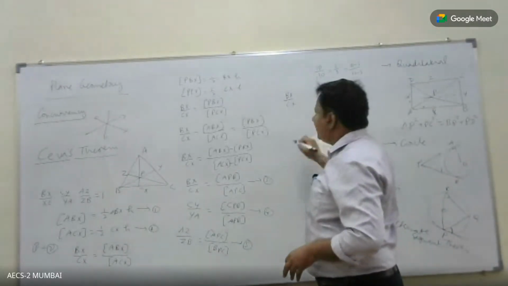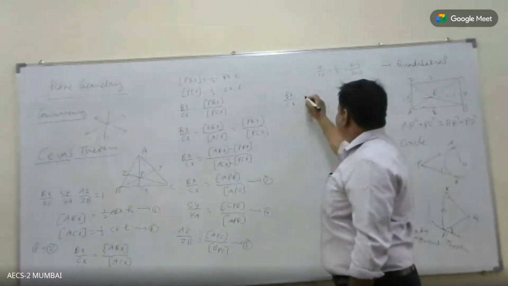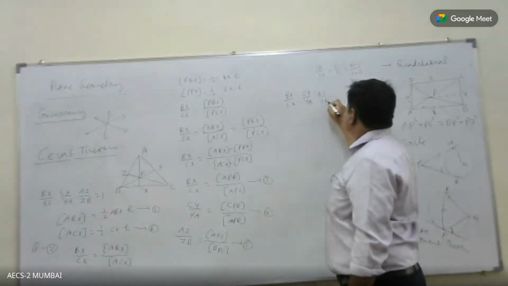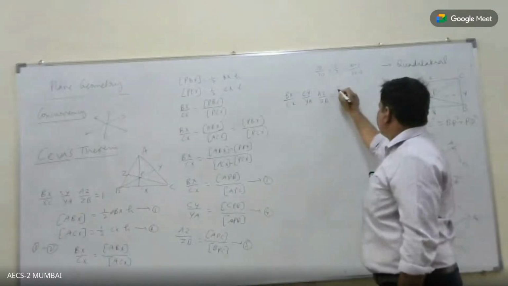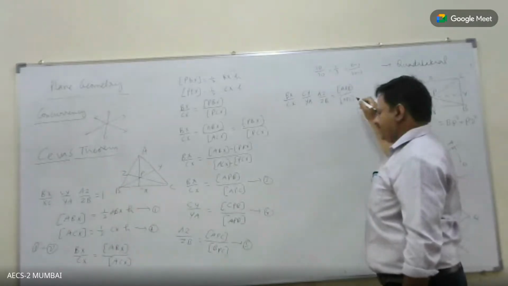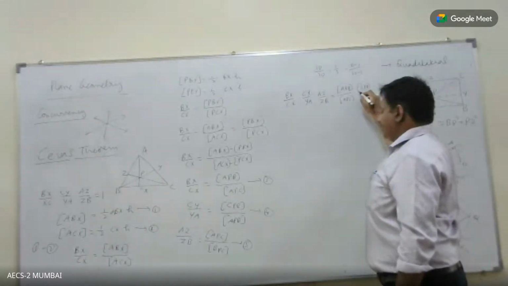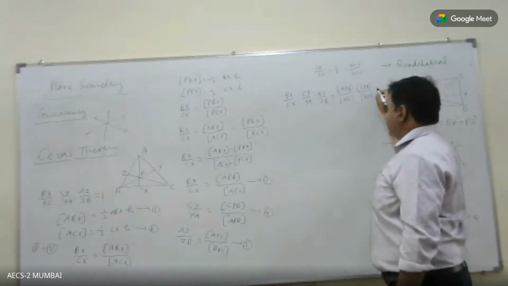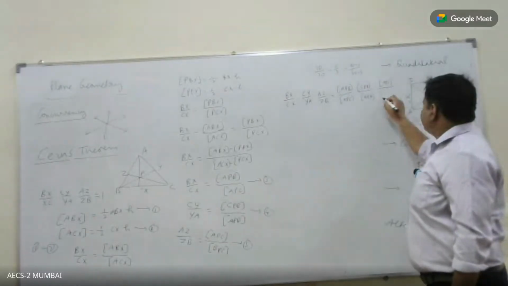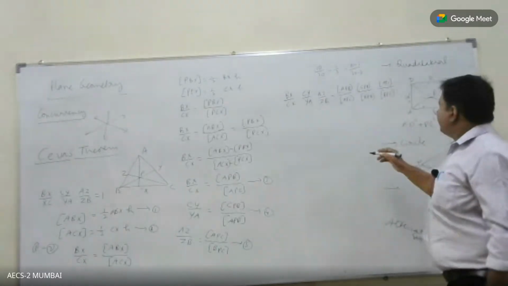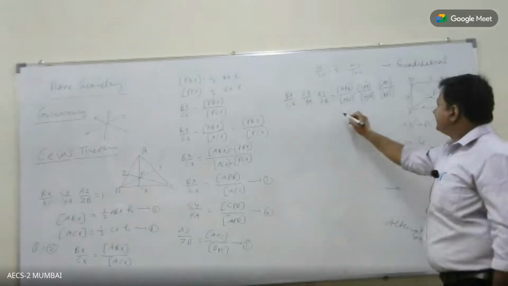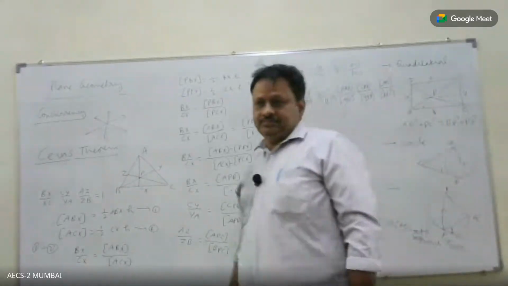Px by Cx multiplied by Cy by Ya multiplied by Az by Zb equal to area of APB by APC, CPB by APB, APC by BPC. We have APC here and APC, APB, CPB, BPC. Let's move.